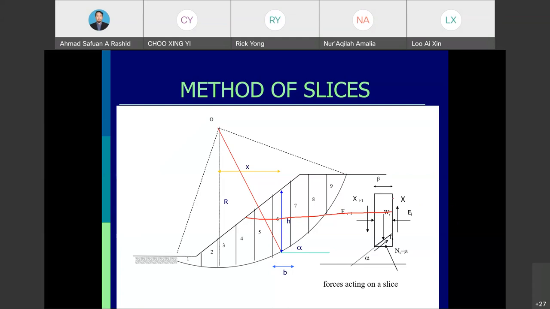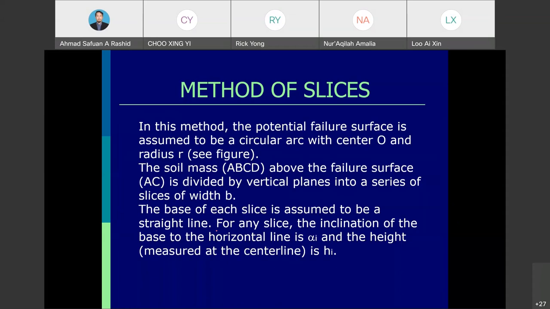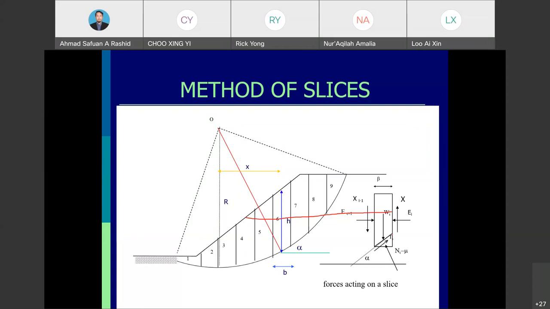So for the method of slices, let's say this is the slice. As mentioned in this slide, the base of this slice is assumed to be a straight line, although it has a certain curve there, so we assume this is a straight line. From there we can get the normal force and also the shear force. For each slice, they have a side force, which is the shear force and also the normal force as well.